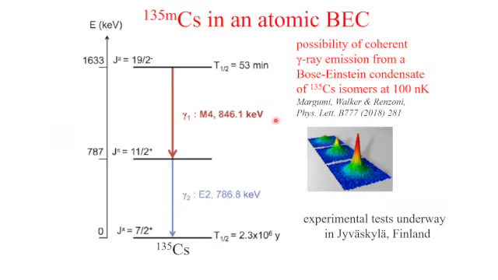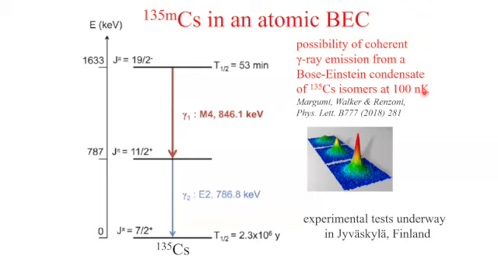But rather different is the possibility of making a Bose-Einstein condensate of isomeric atoms. And this is a little bit hard to conceptualize, but with the group 1 metals like sodium, lithium, cesium, rubidium, you can make Bose-Einstein condensates at about 100 nanokelvin. So there you get a whole collection of atoms in a single quantum state. And it's an extremely low energy phenomenon.